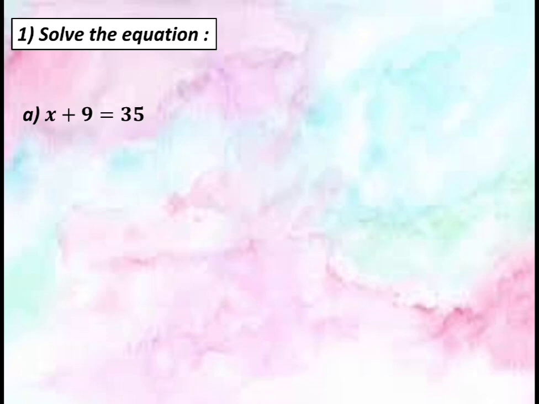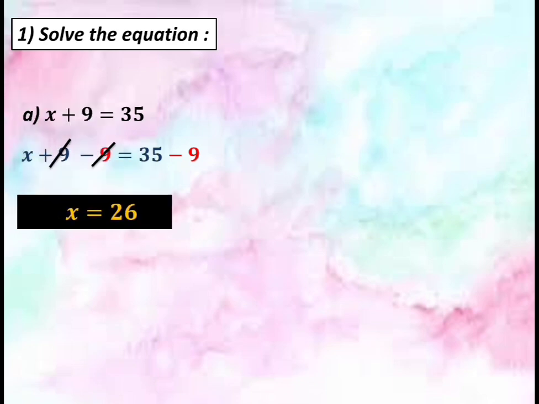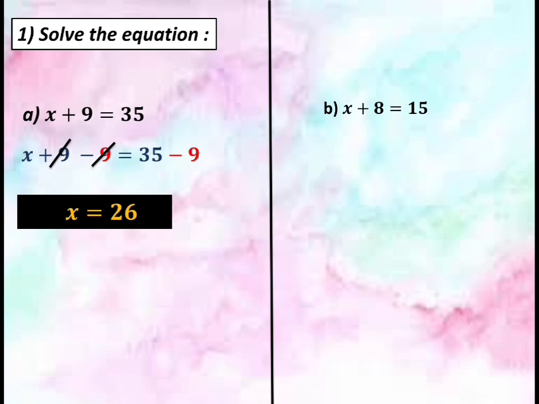How can I get rid of plus 9? By making minus 9. Super. So I'll make minus 9 on both sides. Plus 9 will cancel with minus 9. Remains x alone. 35 minus 9 equals 26. So x equals 26.